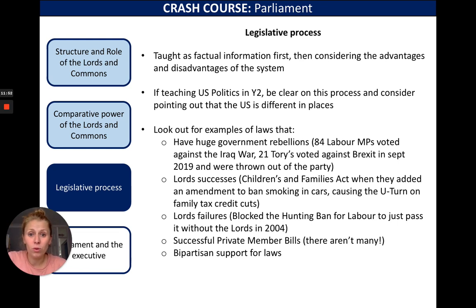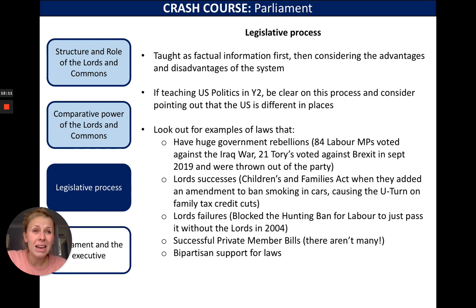But examples of Lords not being able to elicit change, there's definitely some Brexit ones in there. I'm thinking off the top of my head now, probably, I know there was an amendment that was tried to put through to protect child refugees from the Lords that wasn't accepted, so I might have another look for that one. Successful private member bills for the legislative process are really good.